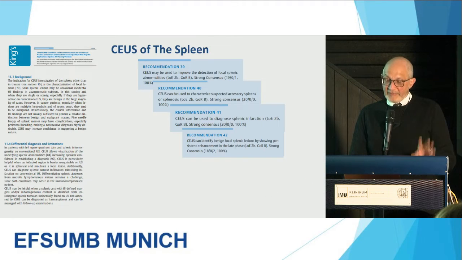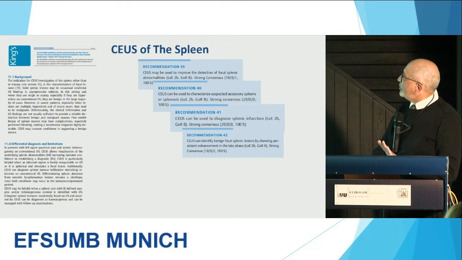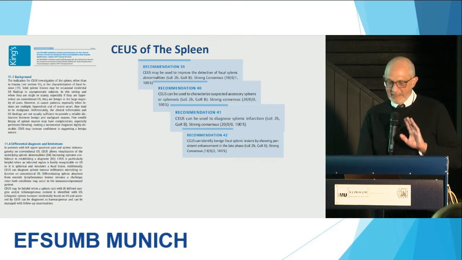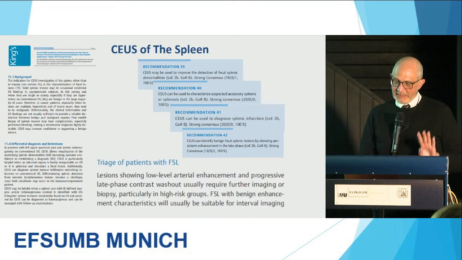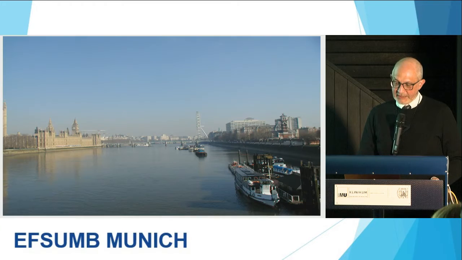So in summary, I've already said this, there are 4 areas in the spleen where you're going to use contrast-enhanced ultrasound: to improve detection of focal splenic abnormalities, characterize suspected accessory spleens, diagnose splenic infarction, and identify benign lesions by showing persistent enhancement in the late phase. And those are the only 4 recommendations. And I've told you about triaging the patients with focal liver lesions.